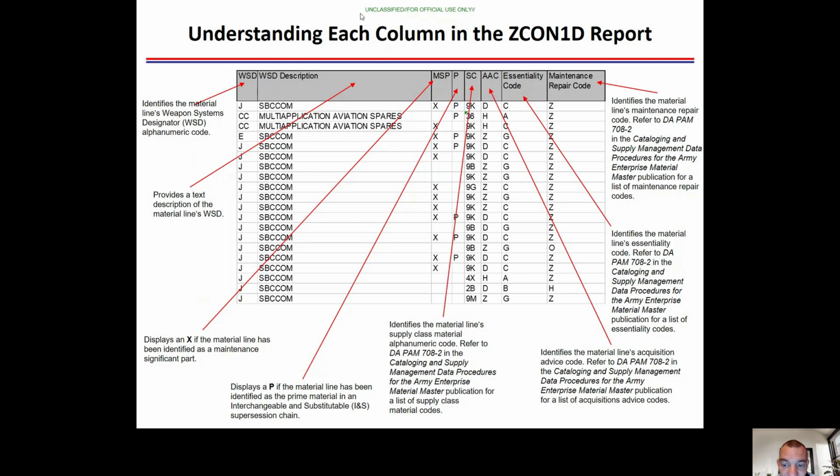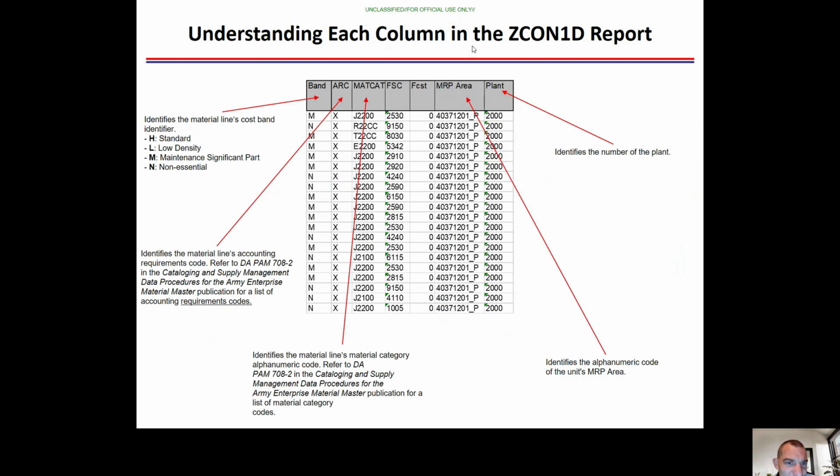Your AAC code, pretty self-explanatory, identifies the material line's acquisition advice code. Like I said, refer to DA PAM 708-2 for this. Essentiality code identifies the material line's essentiality code, refer to 708-2. If you want to know more about these codes, let me know in the comments down below, but you can go to 708-2 and actually learn about that. Your maintenance repair code identifies the maintenance repair code. Like I said, 708-2.